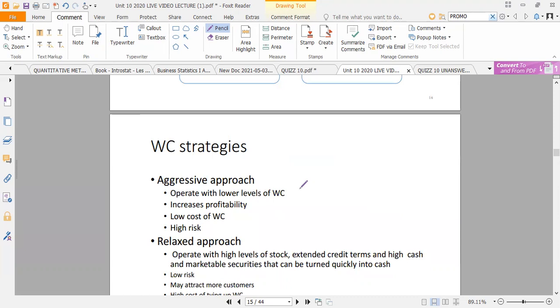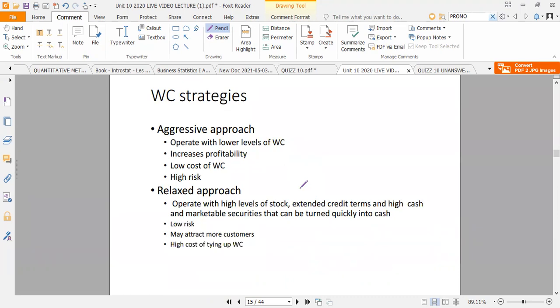Under the aggressive approach, there's increased profitability, there's low cost of working capital, and there's a high risk associated with it. When you're dealing with a relaxed approach, you're operating with high levels of stock that have extended credit terms, and high cash and marketable securities that can be turned into cash quickly. Under a relaxed approach, it is associated with low risk. It's actually the opposite of this. In an aggressive approach, we have high risk and low cost of working capital. Here we have low risk, which attracts more customers, and there's a high cost of tying up working capital in stocks.